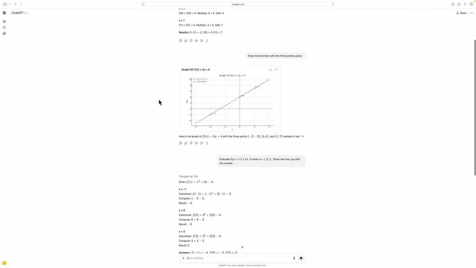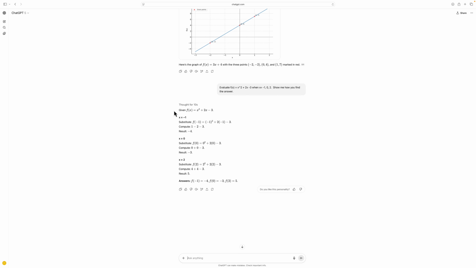Thought for 8 seconds, thought for 10. Here's the function written out nicely. You pop in -1, and it gives you -1 squared plus 2 times -1 minus 3. Then it computes it to -4, which is right. You pop in 0, gives you -3. Pop in x equals 2, right? And it should give you what? 5.